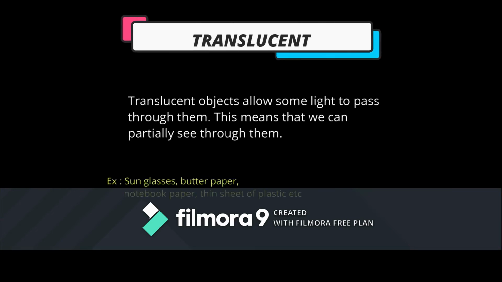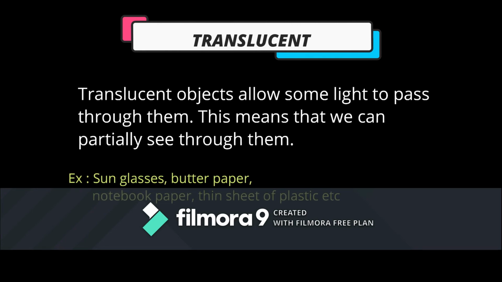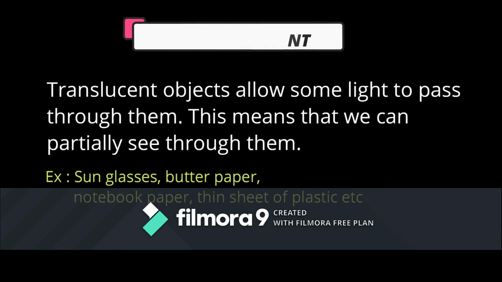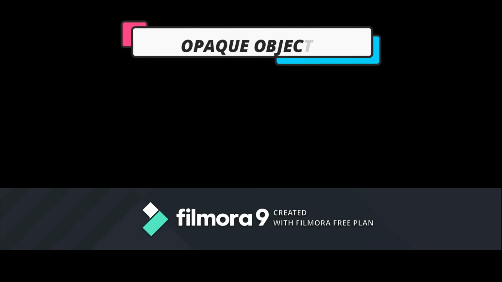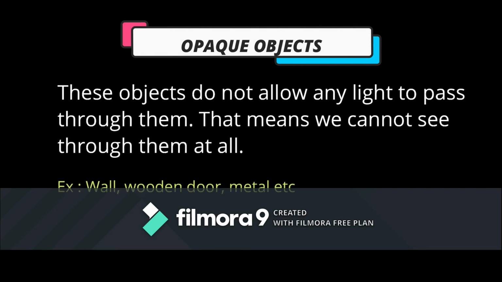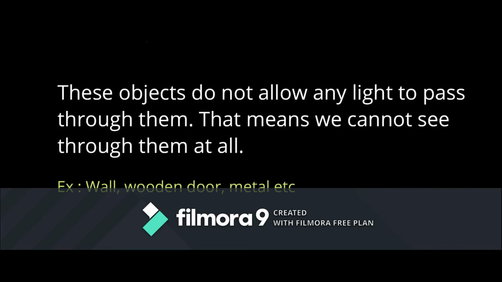Translucent objects. Translucent objects allow only a little light to pass through them. This means that we can partially see through them. Example: sunglasses, notebook paper, butter paper, thin sheet of plastic. Opaque objects. These objects do not allow any light to pass through them. That means we cannot see through them at all. Example: wall, wooden door, metal.